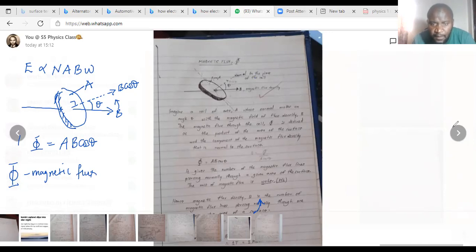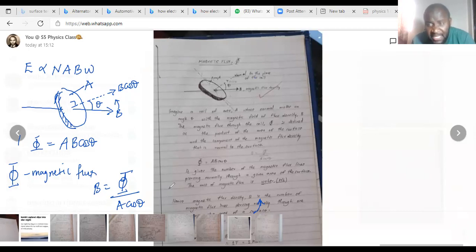normally through 1 square meter area of a surface. So you make B the subject and still define. You can now define magnetic flux density in terms of magnetic flux lines. So it can become phi over A cos theta. So that's why we are saying one can also define magnetic flux density as the number of magnetic flux lines piercing normally through 1 square meter area of a surface.